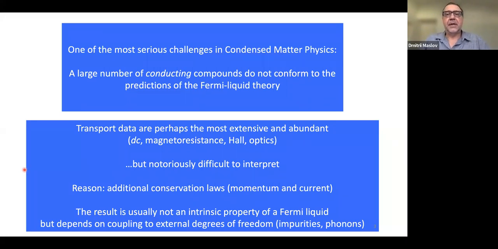Okay, so we'll start with a general statement that one of the most serious challenges in condensed matter is that a large number of conducting compounds, not necessarily metals, do not conform to the predictions of the thermodynamic theory. And the transport data are perhaps the most extensive and abundant, because we have various means here. We can measure DC resistivity, we can measure magnetoresistance, Hall effect, we can do optical conductivity. But it's notoriously difficult to interpret.